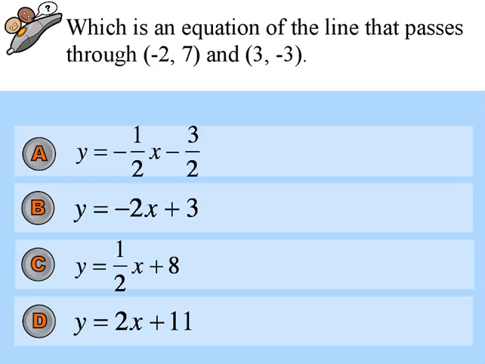Okay, so we've got some questions for you right now. Here you go. This is one for you to try. Which is an equation of the line that passes through -2, 7 and 3, -3? Okay, so you've got some work to do. Very first thing, what are you going to find? The slope, okay? So I want you to go ahead and find the slope. When you get your answer, I want you to enter it in on your expressions.